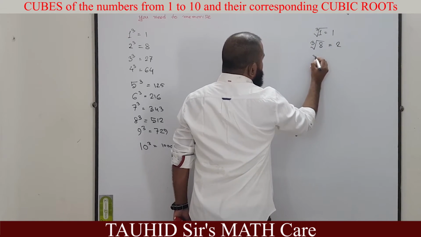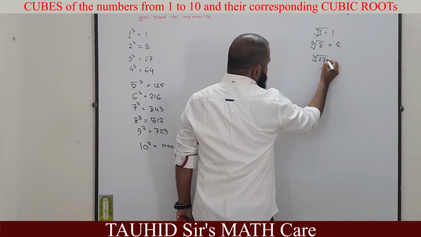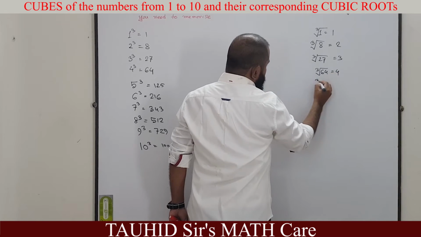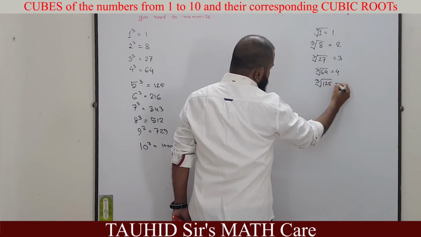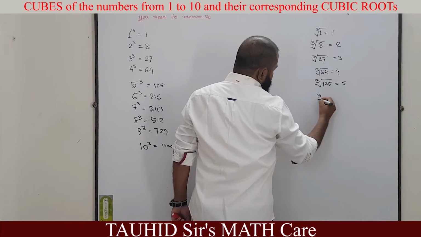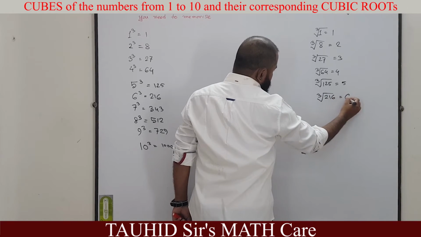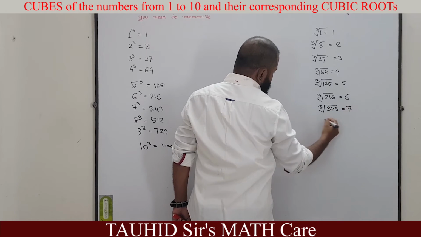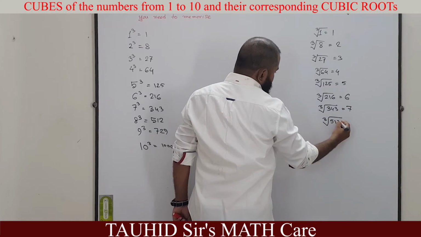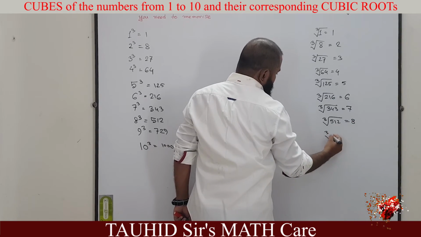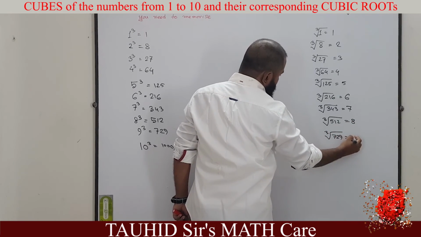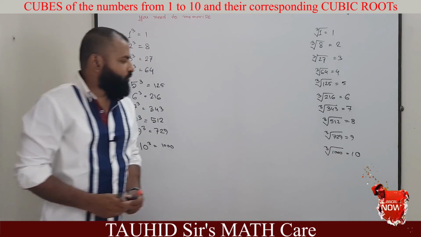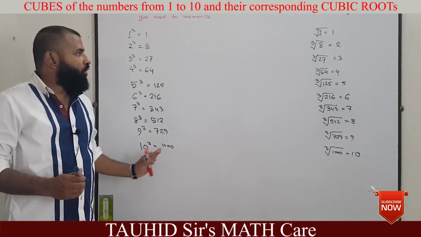equal to 2, cubic root of 27 equal to 3, cubic root of 64 equal to 4, cubic root of 125 equal to 5, cubic root of 216 equal to 6, cubic root of 343 equal to 7, cubic root of 512 equal to 8, cubic root of 729 equal to 9 and cubic root of 1000 is 10. So I suggest you to memorize all these values.